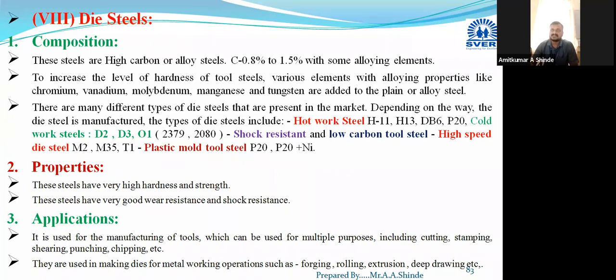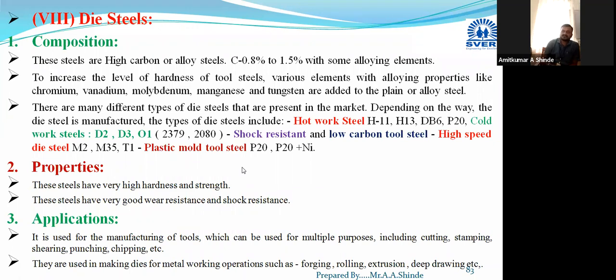Now, these die steels. From its application, you have already come to the conclusion that it is a high carbon steel. These steels are generally high carbon steels with other alloying elements. That's why you can say that these are high carbon steels or alloy steels with carbon percentage 0.8 to 1.5% with addition of some other alloying elements.